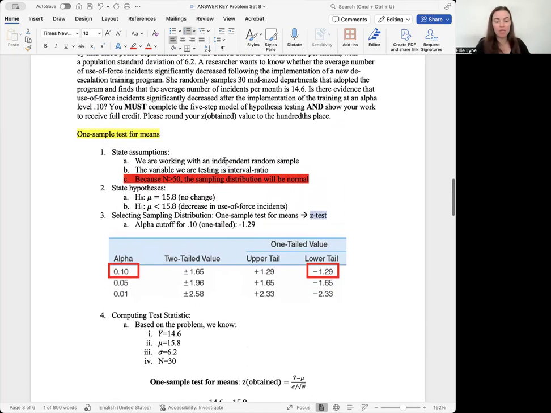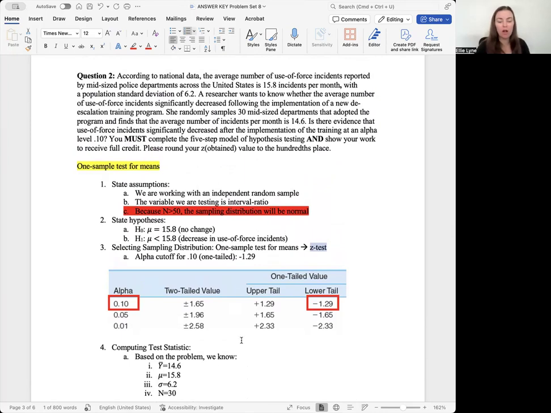I'm going to scroll up here to our question to just make sure we are pulling all of the correct data. Based on the problem, we know a couple of things. Our sample statistic here is 14.6, which was the average number of incidents per month from our sample here. Our population parameter here for means was 15.8 from the United States in terms of our overall average. The population standard deviation was 6.2, so you see that with our sigma sign here at the bottom. And then our n equals 30, our sample size here.